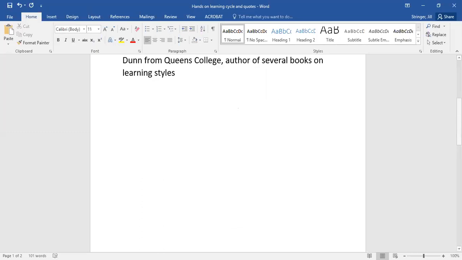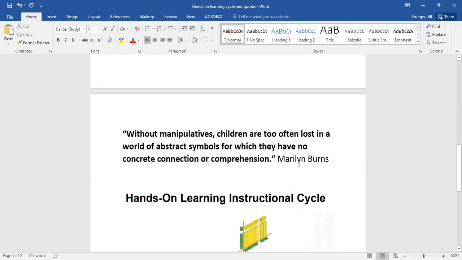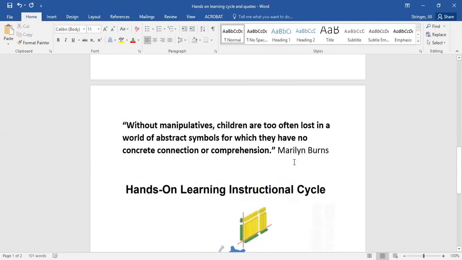So I wanted to share this with you, and I think this is really important. Without manipulatives, children are too often lost in a world of abstract symbols for which they have no concrete connection or comprehension. They don't understand. I'm going to have you read an article on the equal sign. Well, that's a symbol, but there's a lot of meaning behind what the equal sign means. If they only see it as a symbol, they're not going to be able to connect it to anything concrete.